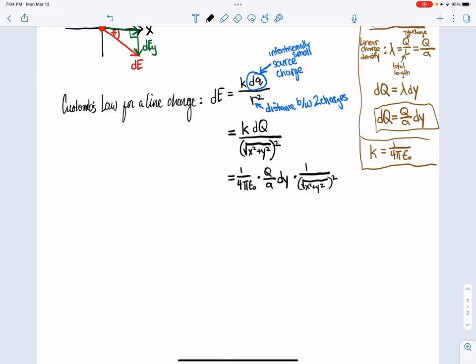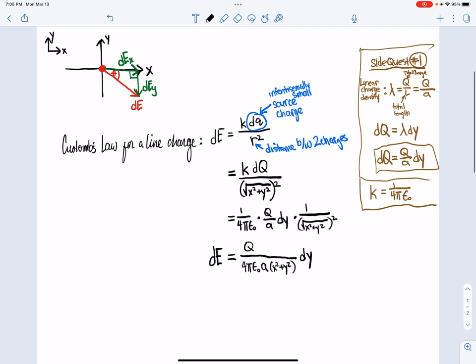And so if I bring all that together, I would get q divided by 4 pi epsilon naught times a times x squared plus y squared. Yeah, that would be it, because the square root cancels out with a square. Okay, so this would be my value for my dE. Oh, don't forget the dy. So we get a dy there too.